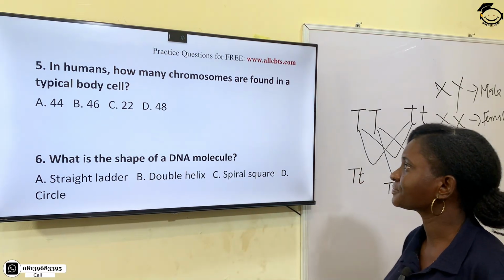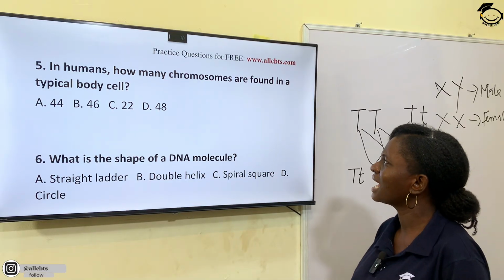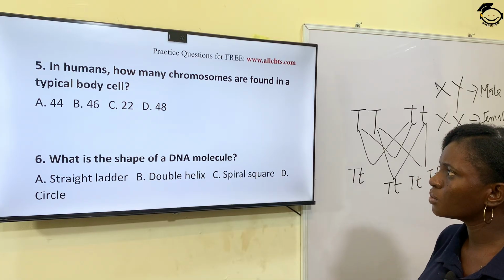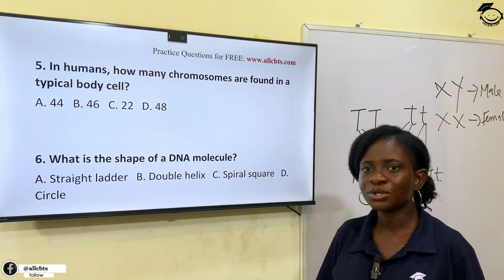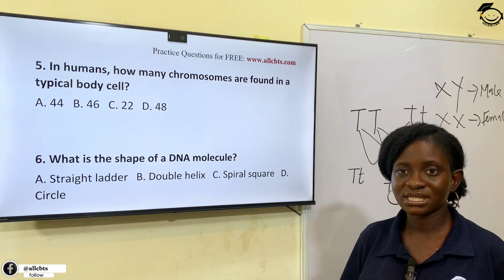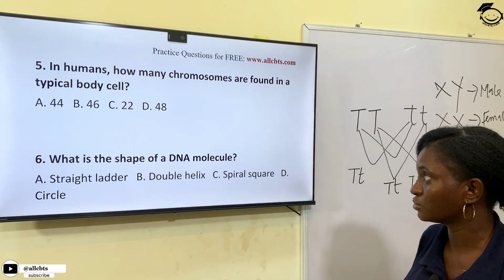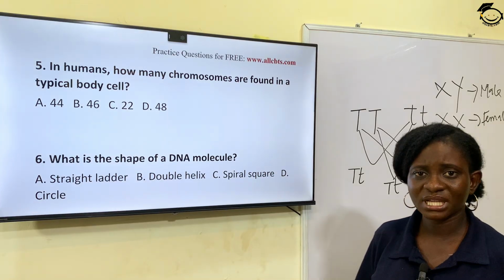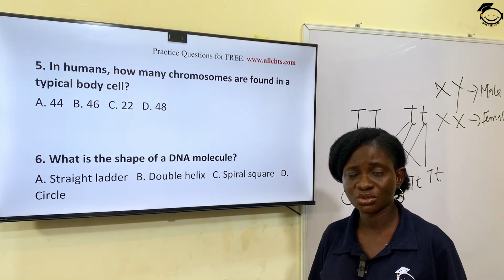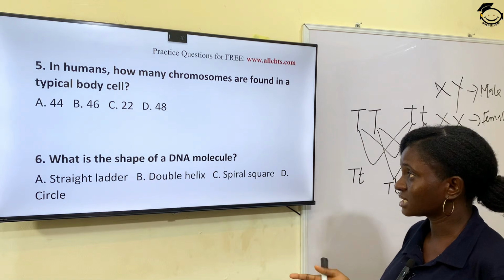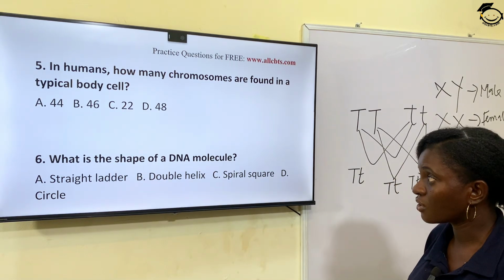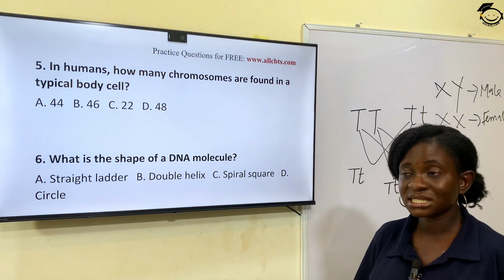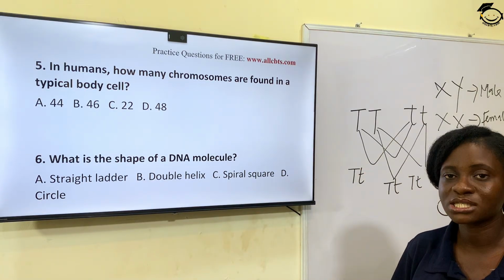Question 5. In humans, how many chromosomes are found in a typical body cell? In humans, we have 23 pairs of chromosomes. So how many chromosomes are found? 23 pairs means 23 times 2, that's 46. So it is not 44, 22, or option D, 48. The correct answer is 46, option B.